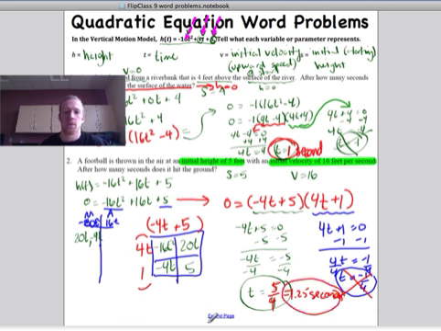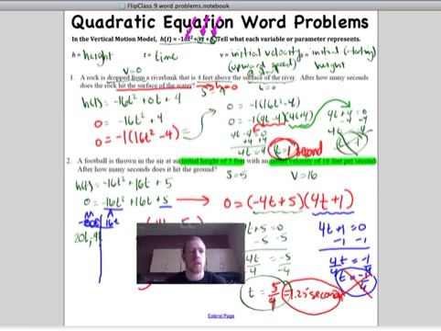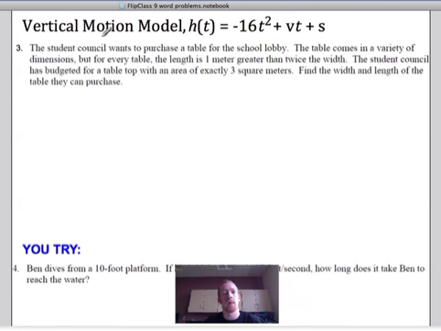There's our answer. So let's do one more word problem that doesn't involve projectile motion. Student council wants to purchase tables for the school lobby. The table comes in a variety of dimensions, but for every table, the length is 1 meter greater than twice the width. Alright, so they just like that proportion for tables. The student council has budgeted for a tabletop with an area of exactly 3 square meters. Find the width and length of the table they can purchase.